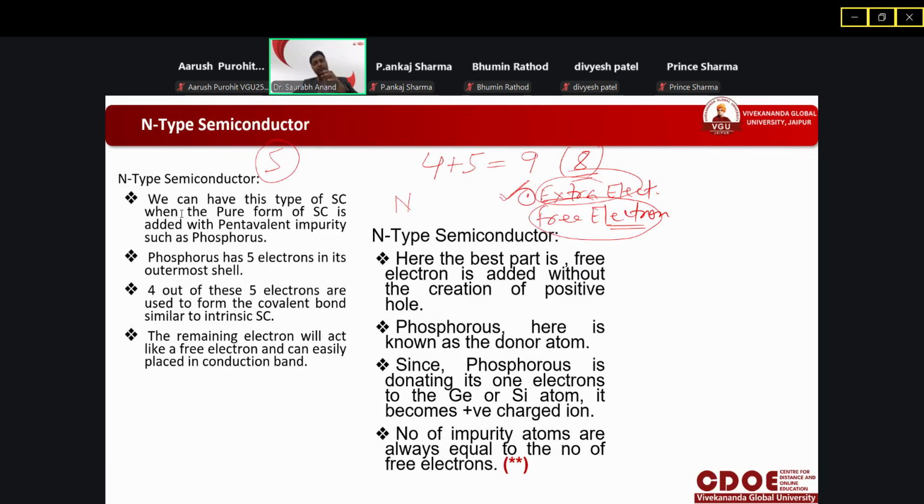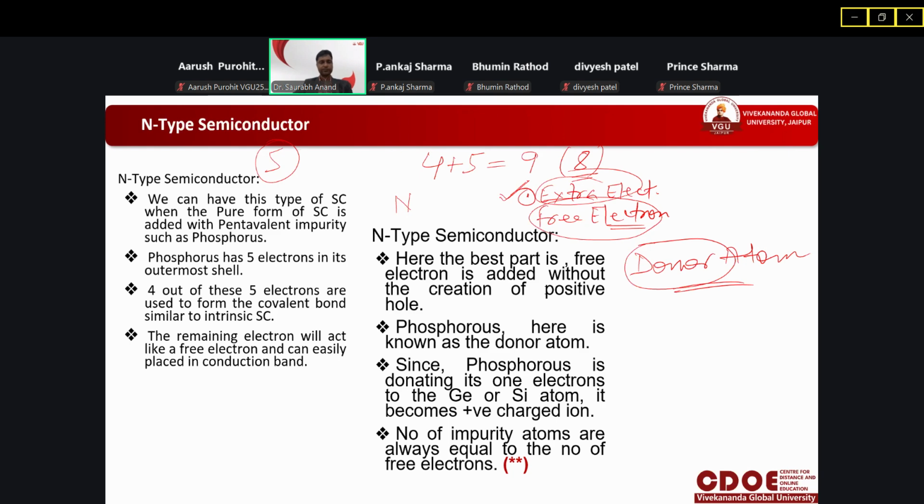This electron will be accepted by another material which requires 1 electron. We will understand it. So it means it is giving 1 electron. This type of ion is known as a donor ion or donor atom. Donor means one who donates something. So the donor atom is there because the free electron will be given to someone.